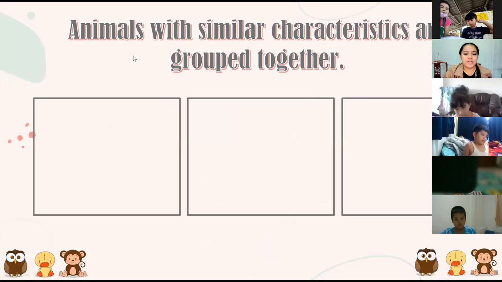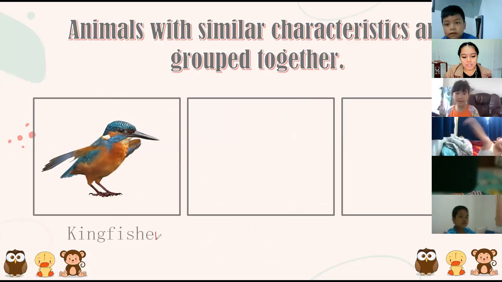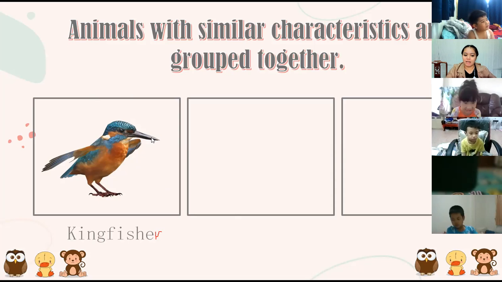Okay, now it says here that animals with similar characteristics are grouped together, just like these animals. What animal is this? This is a... Yes, but what's the name of this bird? The name of this bird is... King bird can fly. Yes, they move by flying. Okay, what's the name of this bird? The name of this bird is kingfisher. Kingfisher. Yes, they have a long beak and they have colorful feathers.